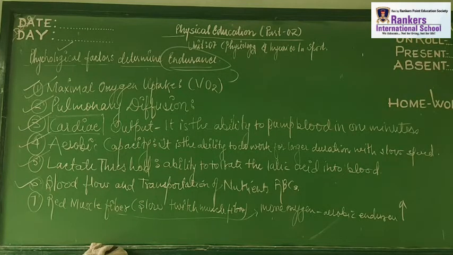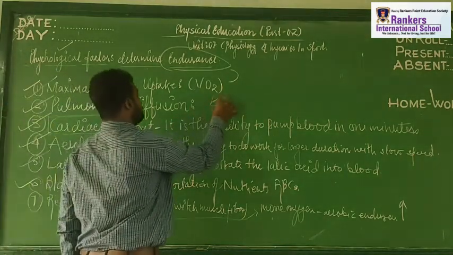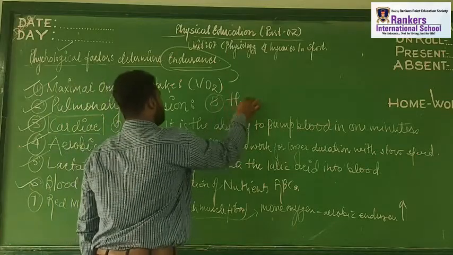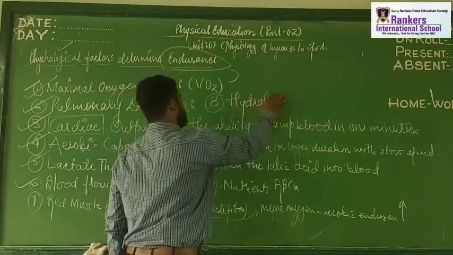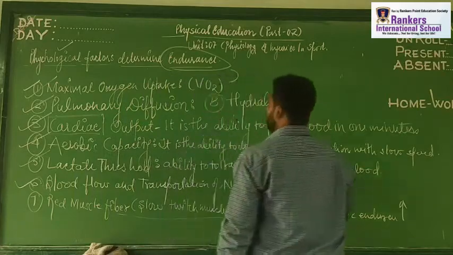Now the last point, the eighth point, I think is sufficient. The last point is hydration. Endurance activity can lead to severe sweating and loss of important minerals and nutrients. So a sufficient amount of water, a sufficient amount of liquid, is very important, right? I will write it here: hydration. Hydration is very important, right?